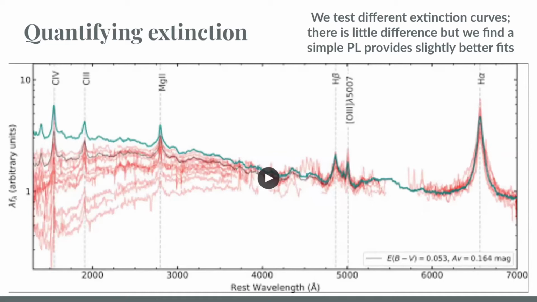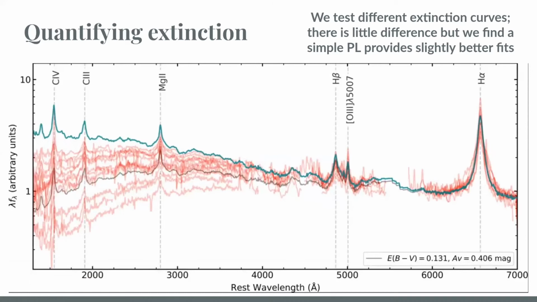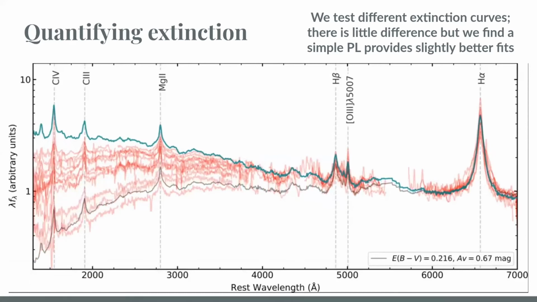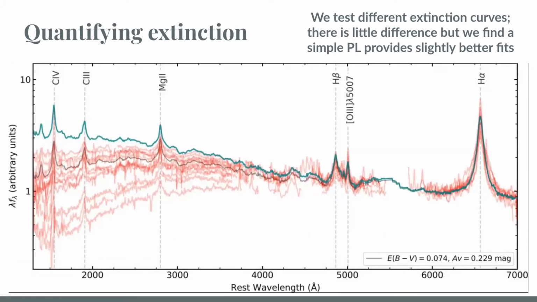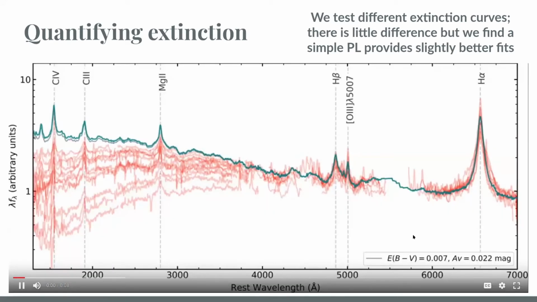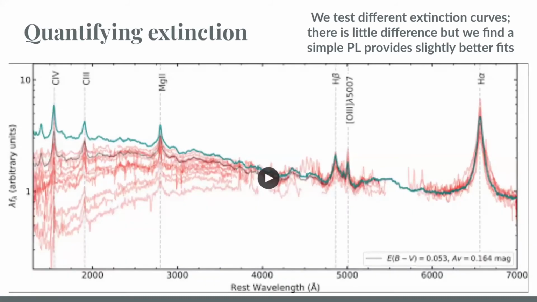So we test a simple power law, an SMC, a steeper and a flatter curve. So this movie describes it a little bit better. The cyan line is the control composite, and then this black moving line is the control composite plus an amount of dust, which is shown in the bottom right here, and then overlaid are red quasars. And what you can see is that by simply taking the control composite and adding moderate amounts of dust, we can actually recreate the majority of our red quasars very well. And this indicates that dust is the cause of the red colors in the majority of our red quasars.